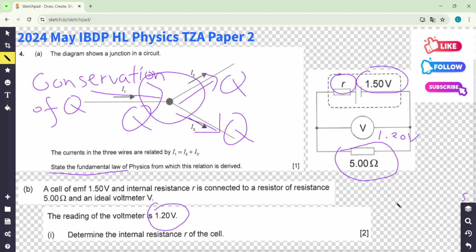After writing down, you notice the difference, right? 1.5 and 1.2. Where does the rest 0.30 voltage go to? Internal resistor. So in the internal resistor in this scenario, dissipates 0.3 volts. Determine the internal resistance of the cell. So look at the circuit. One loop, right? So the internal resistor and the resistor share the voltage proportional to their resistance.